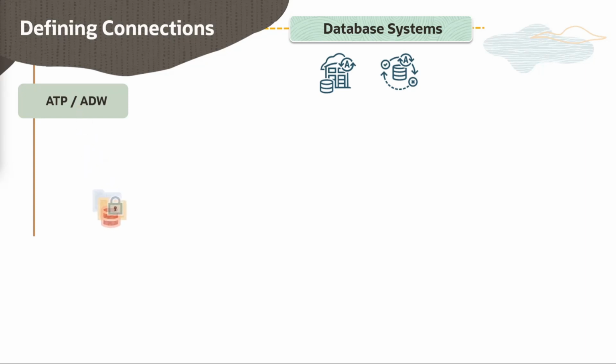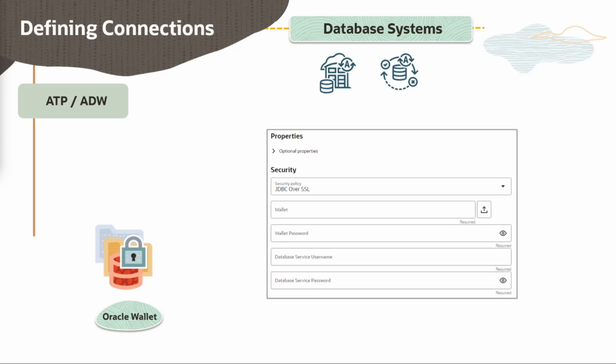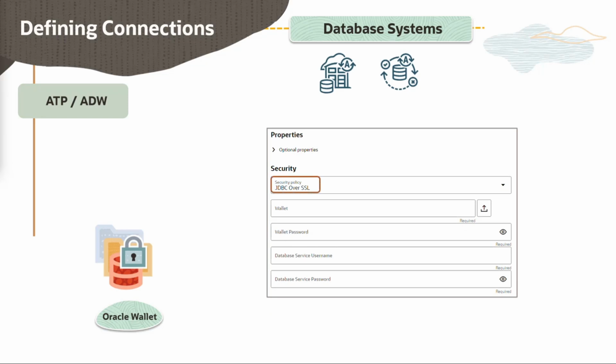As with all Oracle databases, one of the key prerequisites is for a database administrator to have downloaded the Client Credentials wallet, which contains all the connection information needed for that database instance. The JDBC over SSL security policy is easy to configure as you just upload that wallet and provide the wallet password. Then indicate the credentials of the database user you wish to use for this connection resource, which will then provide access based on that user's permissions.